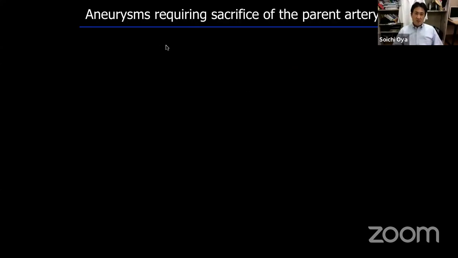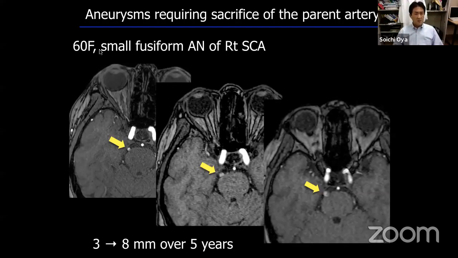Next topic is the aneurysms requiring sacrifice of the parent artery. In this regard, I think the blood blister-like aneurysm, or ICA anterior wall aneurysms, are very well known. However, today I'm going to show a case of a fusiform aneurysm of the right side superior cerebellar artery, showing interval growth over 5 years from 3 millimeters to 8 millimeters.